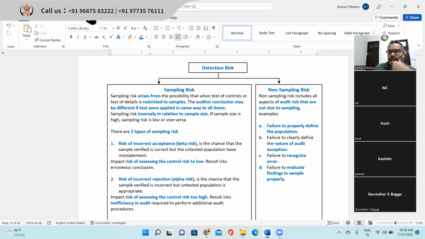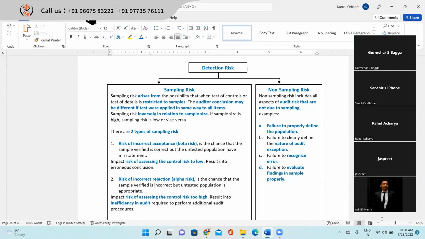Yeah, Gurmehar. Yes, sir. I want to understand the conclusions written below, the impact of assessing the control risk as low and the risk as too high. Can you repeat this once?